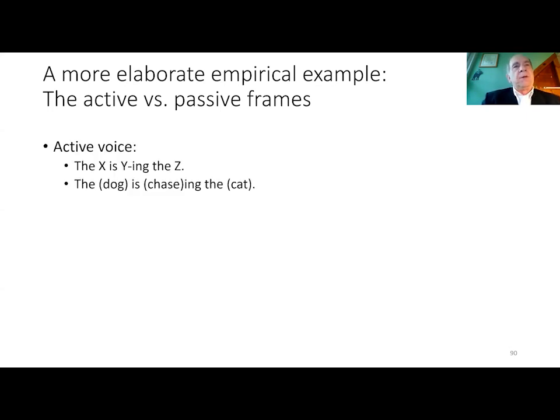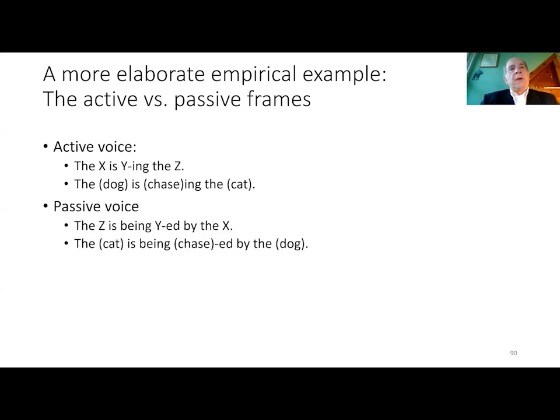The active voice, as you probably know, is where the subject comes first, the direct object comes last, and the verb is in the middle. The dog is chasing the cat. The subject is verbing the object. The passive voice is the Z is being verbed by the X. The cat is being chased by the dog.